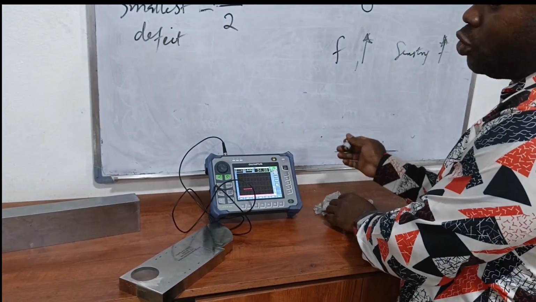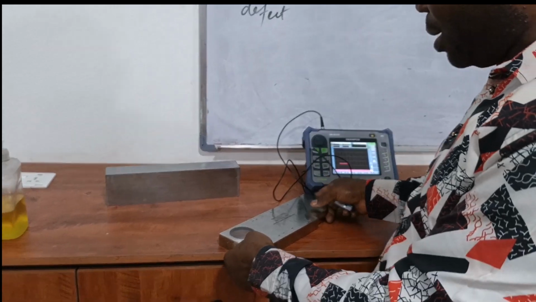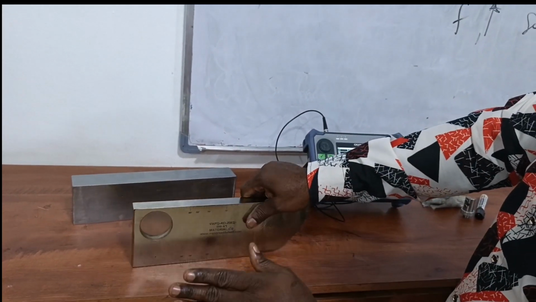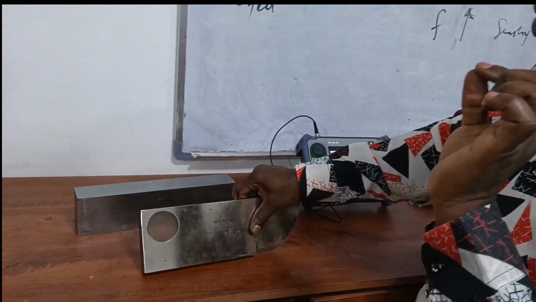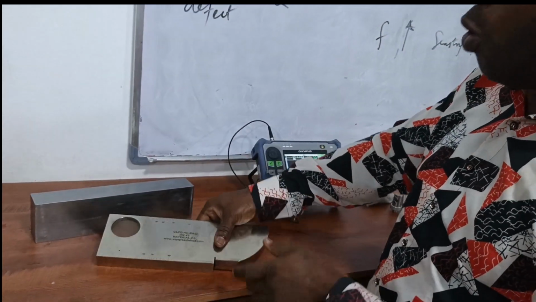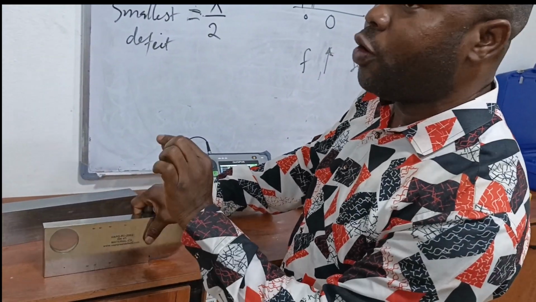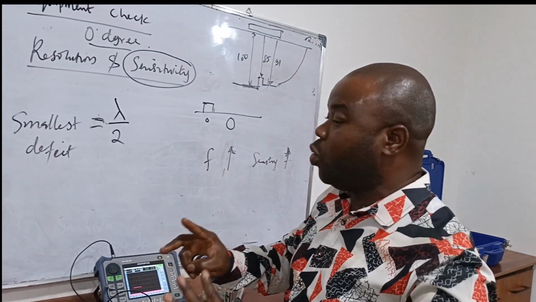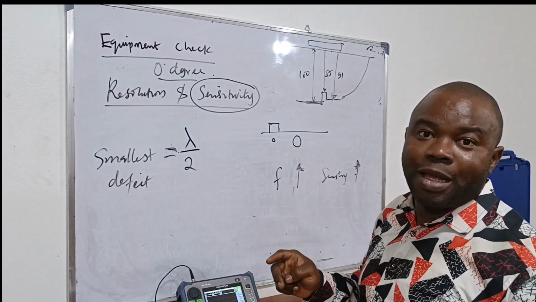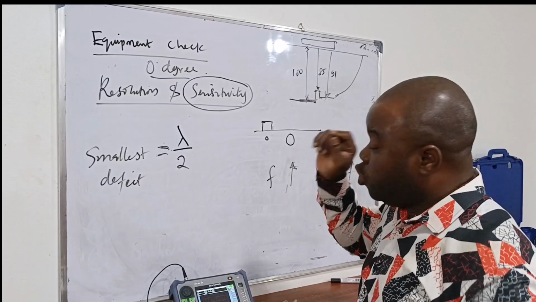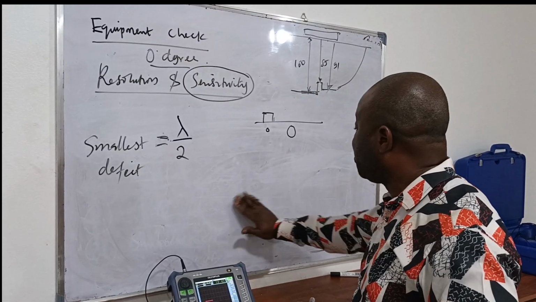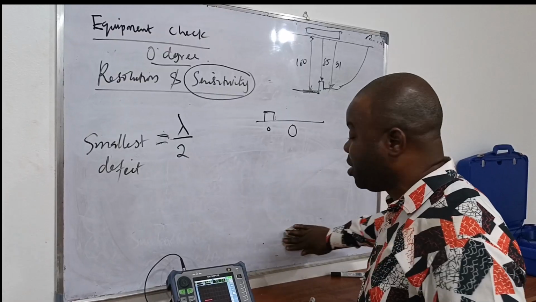So how do you now put that into a practical application? Your sensitivity will be determined. That sensitivity will now determine which size of side drill hole you are going to use when you are doing your calibration. If it is a project you are doing or you have a specific procedure that tells you to use a particular size of hole, you don't have to stress yourself trying to determine the sensitivity on your own.